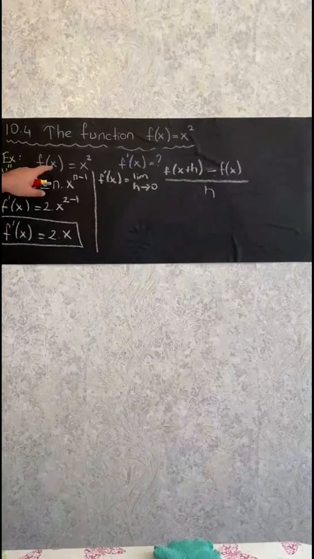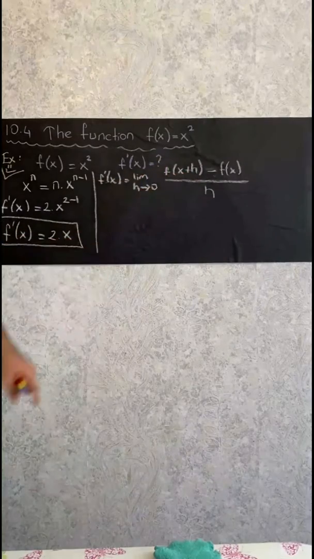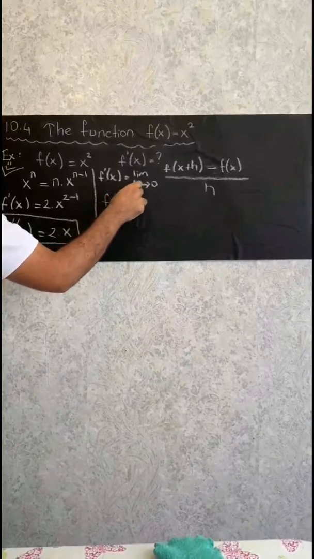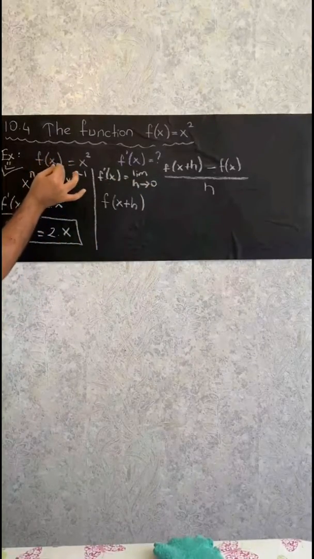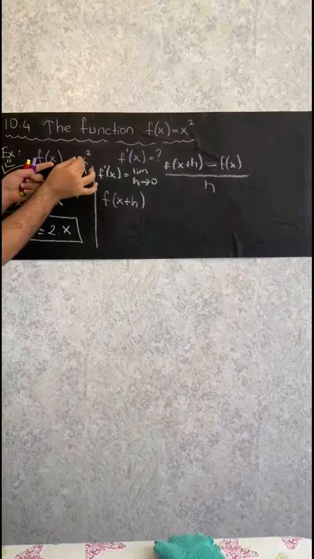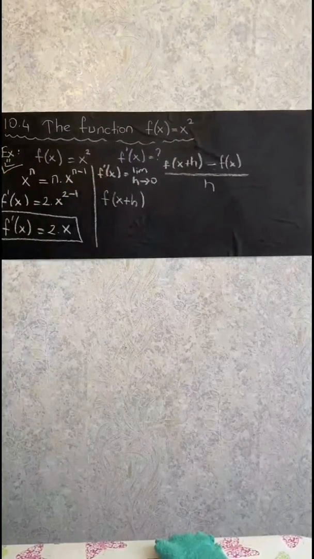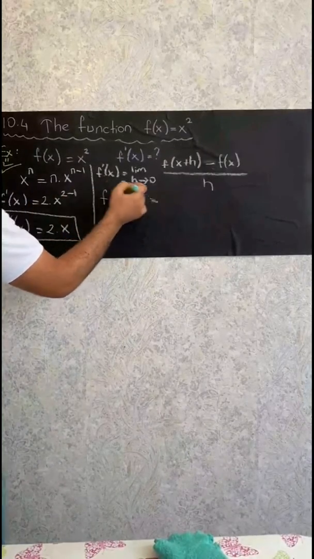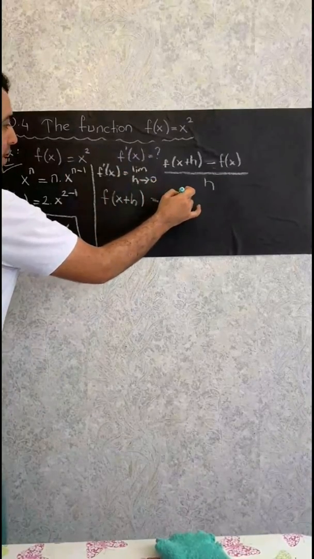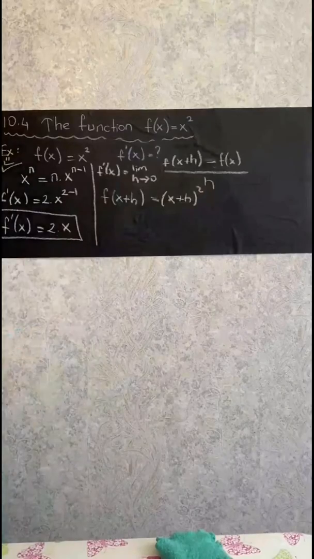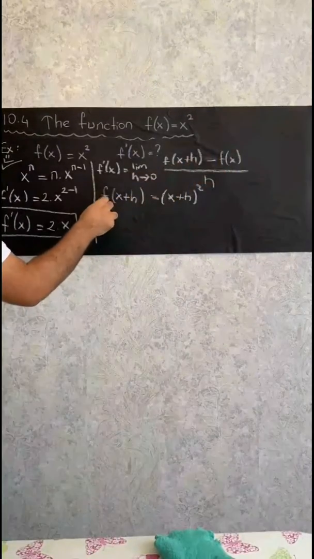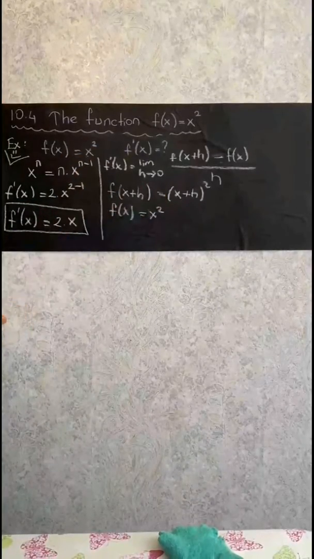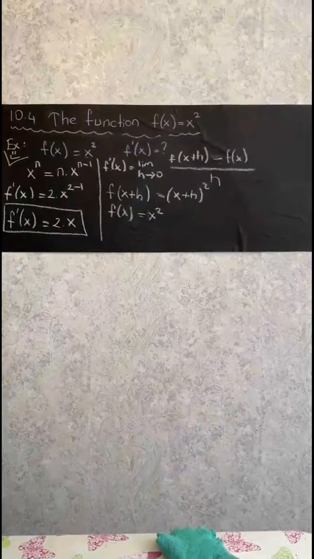The rule is, first of all, we find f of x plus h. The function f of x is here: if the input is x, the output is x squared. And if x is x plus h, using the function the result is x plus h squared. Another term is f of x, which is given. Then we use the rule.